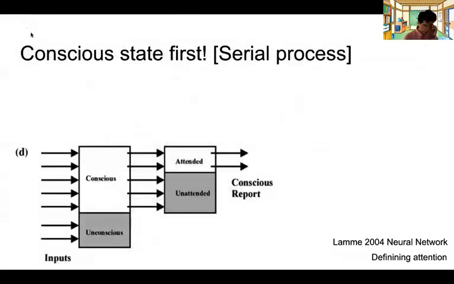On the other hand, the other type of philosophical or psychological model, which is still a serial process, is that consciousness comes first. Here, after the sensory input, some kind of process, which philosophers typically think of as magical, divides it into an unconscious part and a conscious part of the feeling.